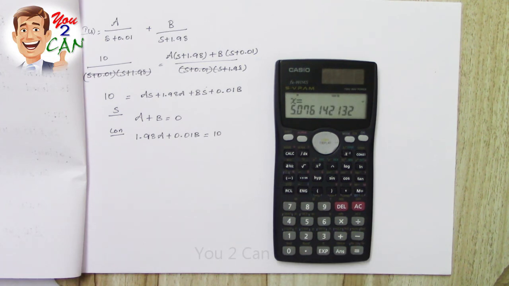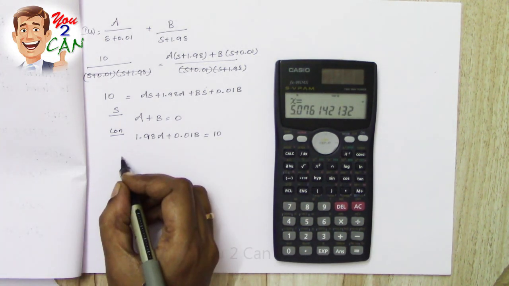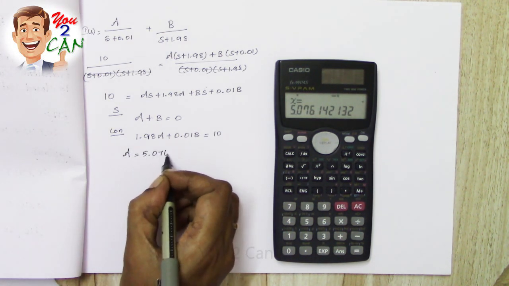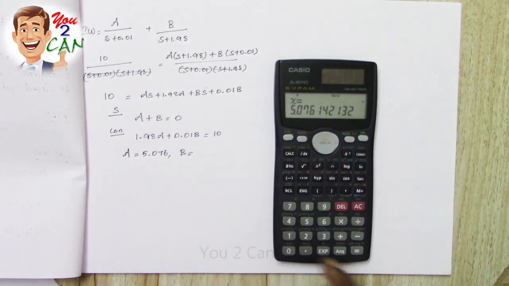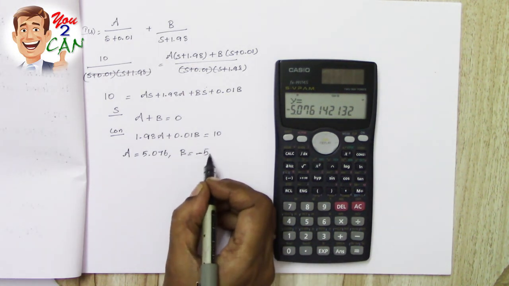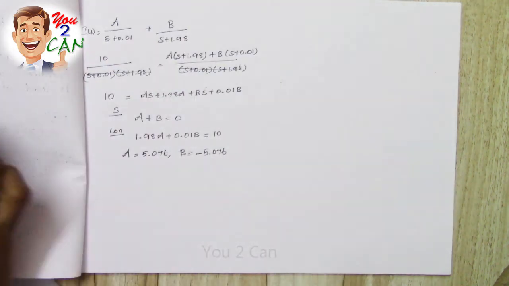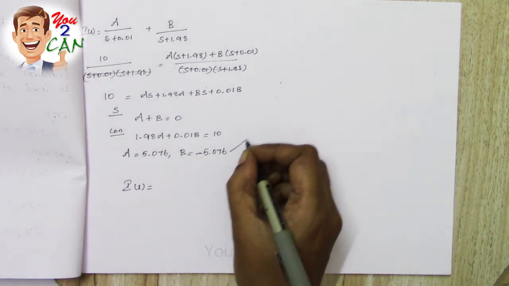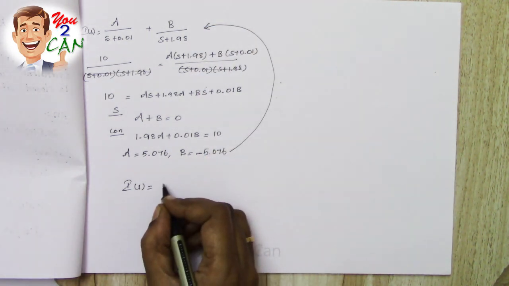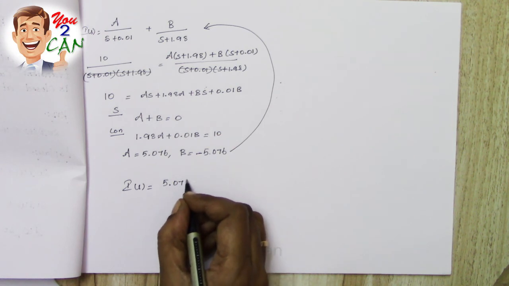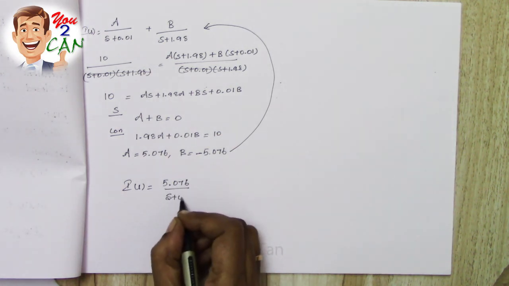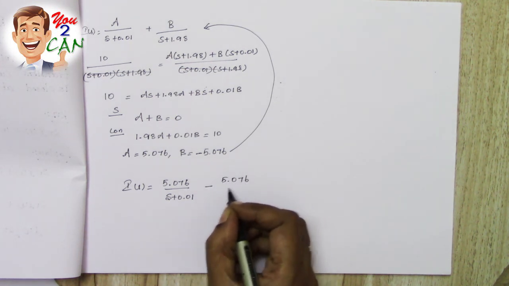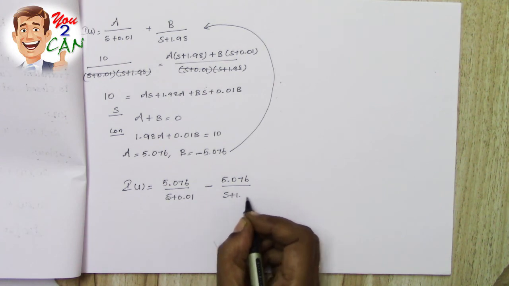Then press, and you get the answer, the two roots: a is 5.076 and b is minus 5.076. Now substitute it. So I of s is equal to, substituting in this equation, 5.076 divided by s plus 0.01 plus minus 5.076 divided by s plus 1.98.